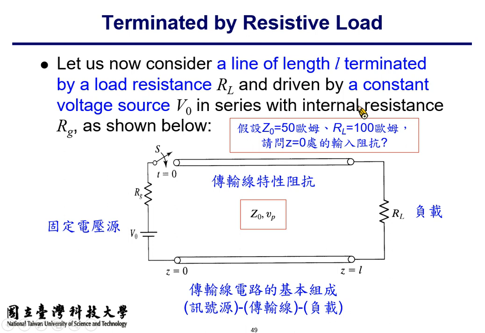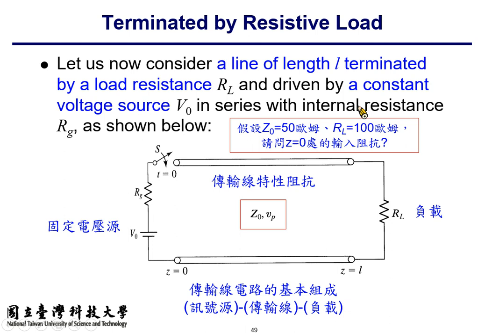All right, so this is a very simple transmission line circuit. It can be divided into 3 parts. The left-hand side is the source, also known as the generator. The generator is the signal source. To the right-hand side is the load, and in the middle is the transmission line. So you have the signal source, transmission line, and the load. Those are the 3 basic components of a transmission line circuit.